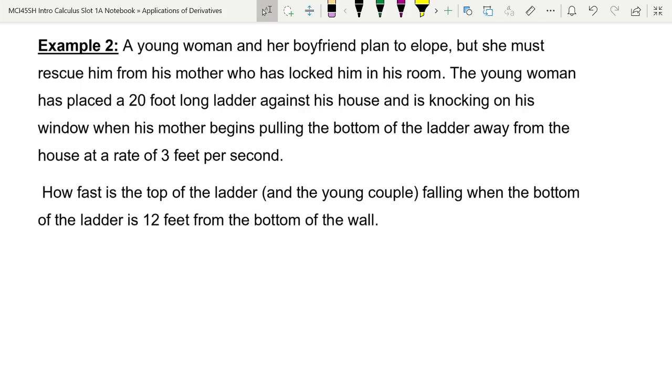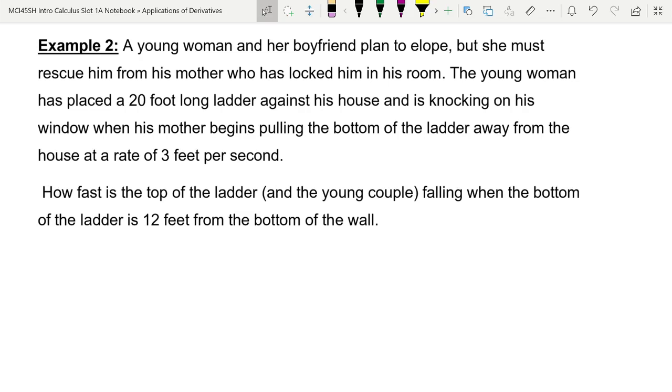This one's got some drama to it. How fast is the top of the ladder and the young couple falling when the bottom of the ladder is 12 feet from the bottom of the wall? Now this might seem counterintuitive. It's one ladder, it's one object. How could one part of the object be moving at a different speed than another?